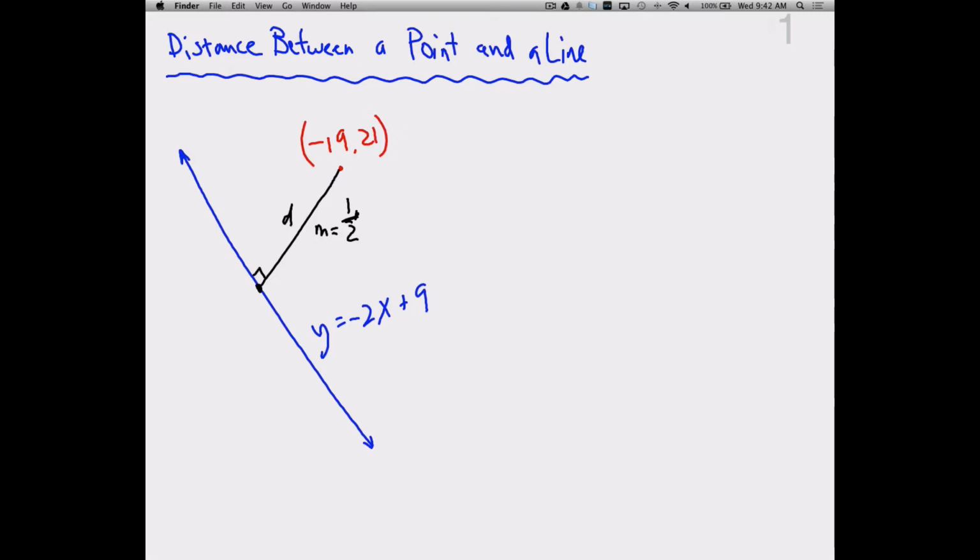So therefore the equation of the black line or segment is? y minus 21 equals 1/2 times x plus 19. Beautiful. Okay. So I have the equation of the black line, I have the equation of the blue line. How do I find the black point?